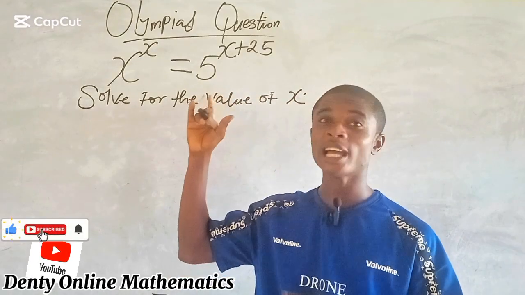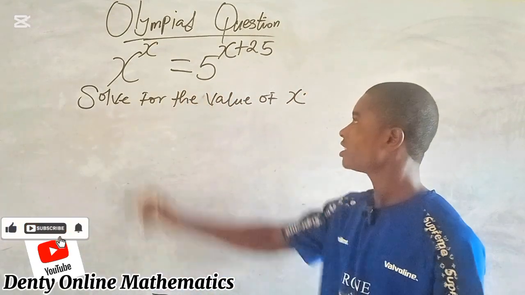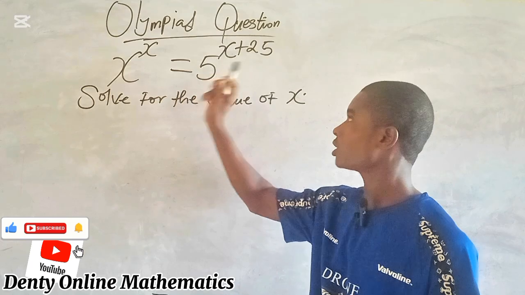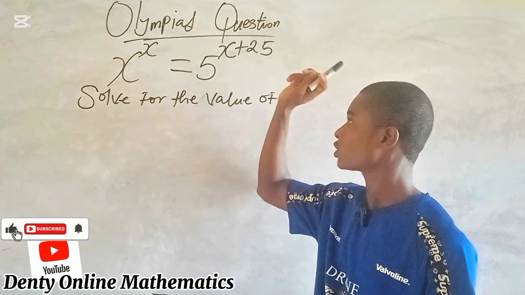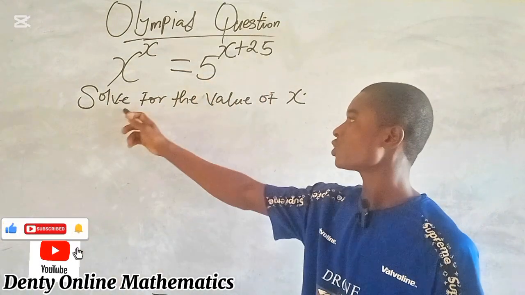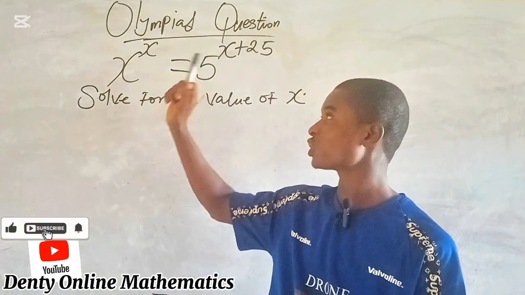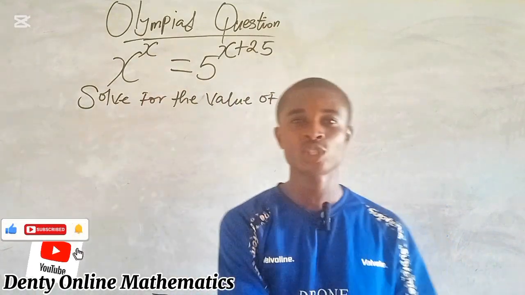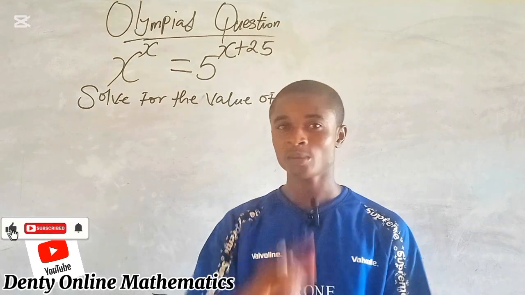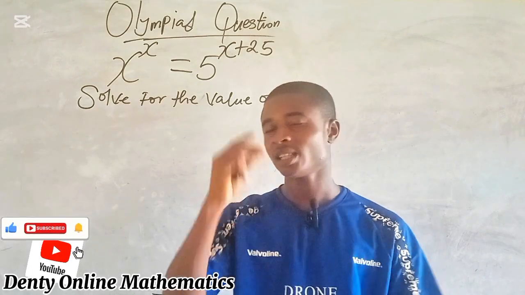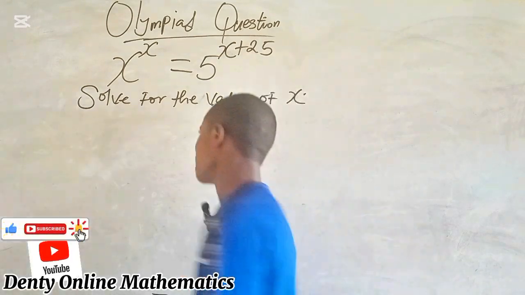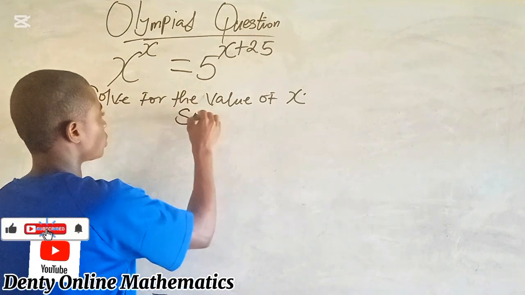Have you seen a question like this before? This is x raised to the power of x equal to 5 raised to the power of x plus 25. And we're asked to solve for the value of x. Now this is a strong Olympiad question, a very strong one, but I'm going to show you how you can do this in less than a minute. Now here's the solution to this problem.